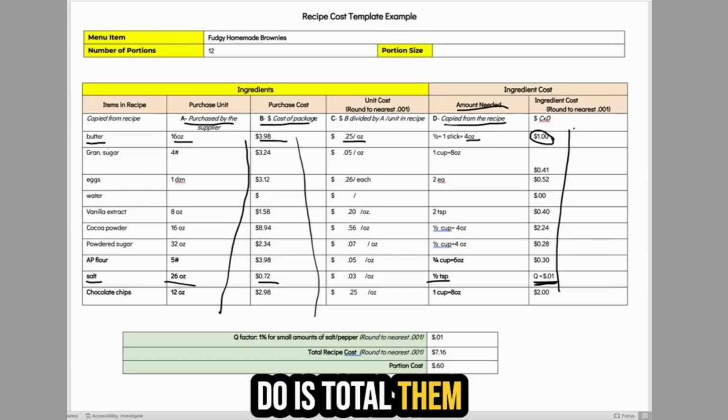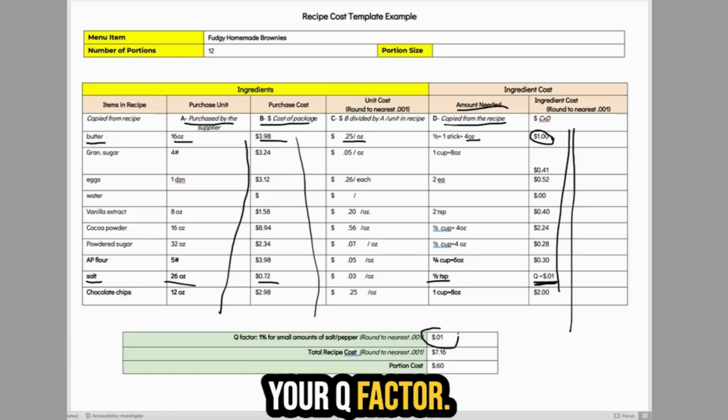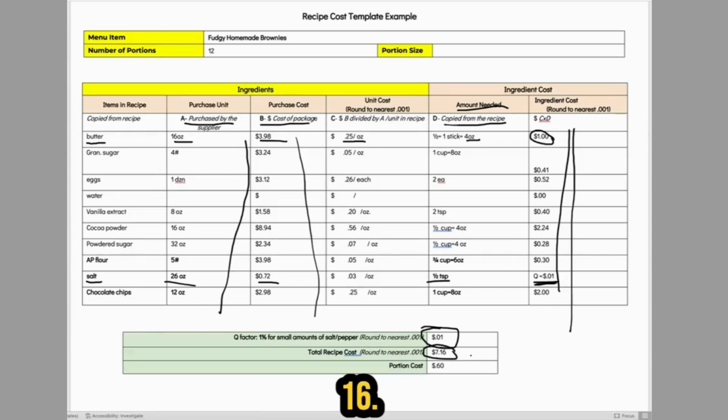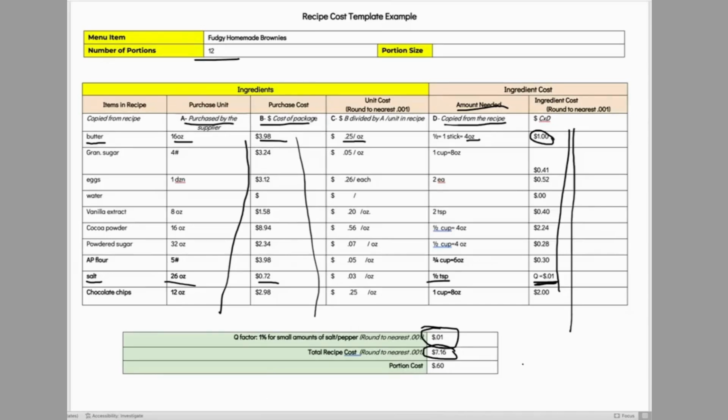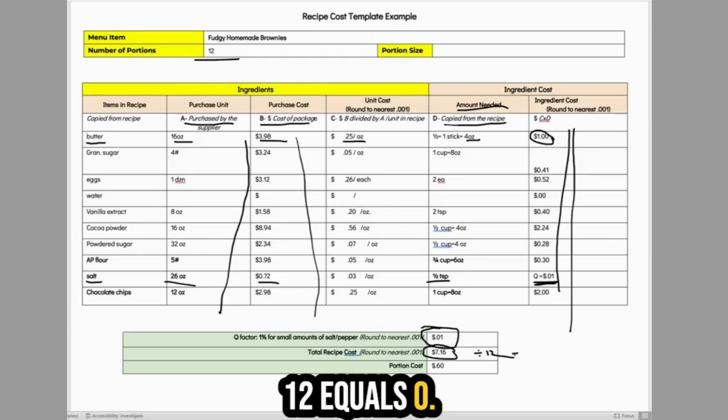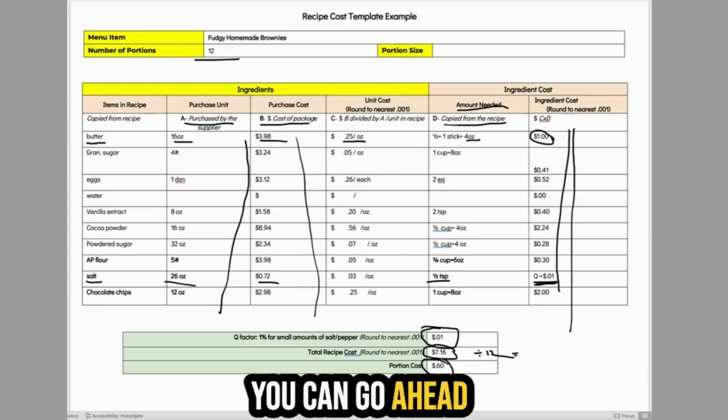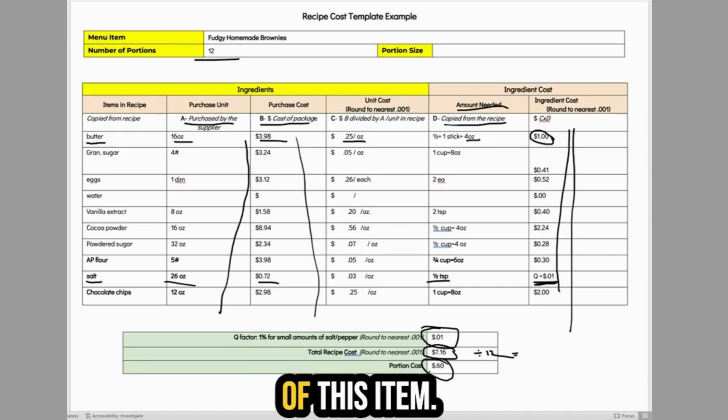So what you'll do is total them all the way down and add in your Q factor. And so all the ingredients here equals $7.16. The yield again was 12. So $7.16 divided by 12 equals 60 cents. So from there, you can go ahead and set your menu cost of this item.